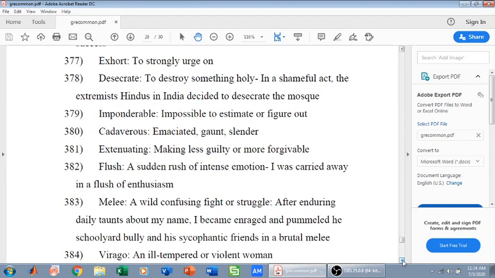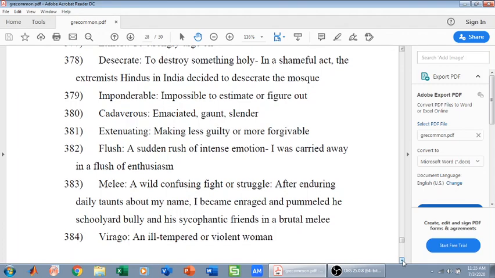So in a brutal fight, in a brutal quarrel. Fine. So after enduring daily taunts about my name, I became enraged and pummeled the schoolyard bully and his sycophantic friends. Sycophantic means friends that obey the bully. So they were also involved in that crime. They were also bullying me. That's why I became enraged and pummeled them in a brutal melee.